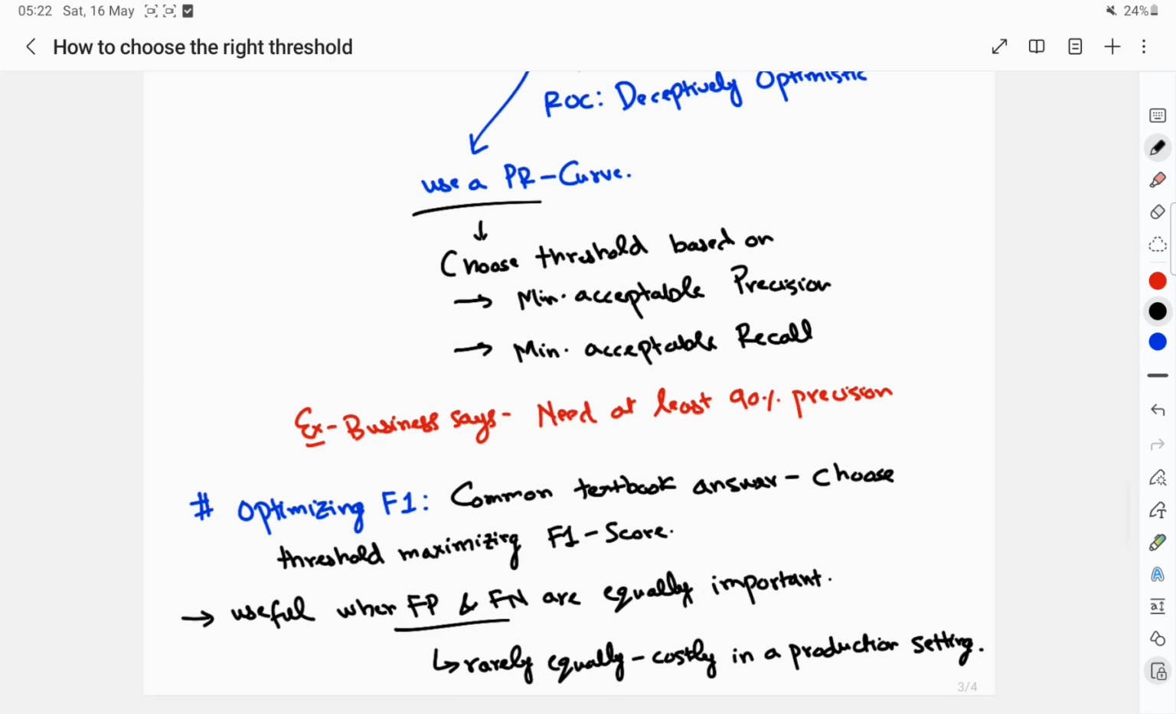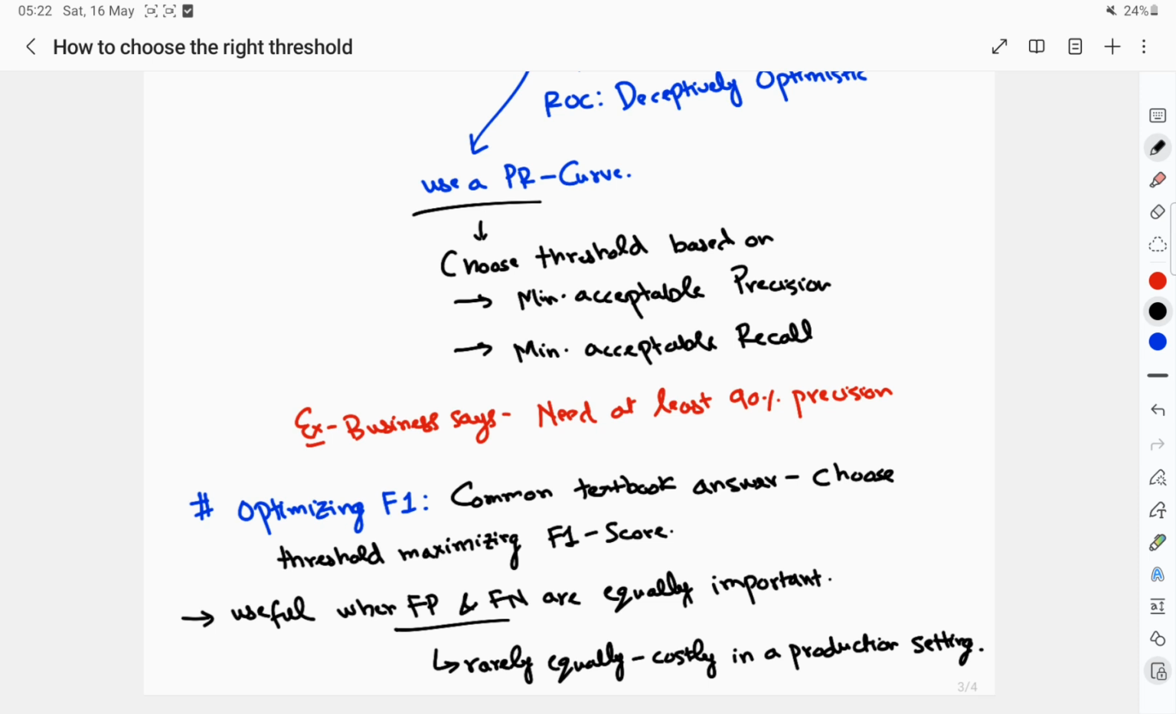And then the last small point is that a lot of people would say that they would go about optimizing F1. This is one of the most common textbook answers, that people would pick the threshold that would maximize the F1 score. But the thing is that this only works when both your false positives and false negatives are equally important, or equally costly, which is not a scenario that we see in a production setting, because for most of the realistic business problems you might be trying to solve, either false positives could be more costly or false negatives could be more costly, depending on the scenario.